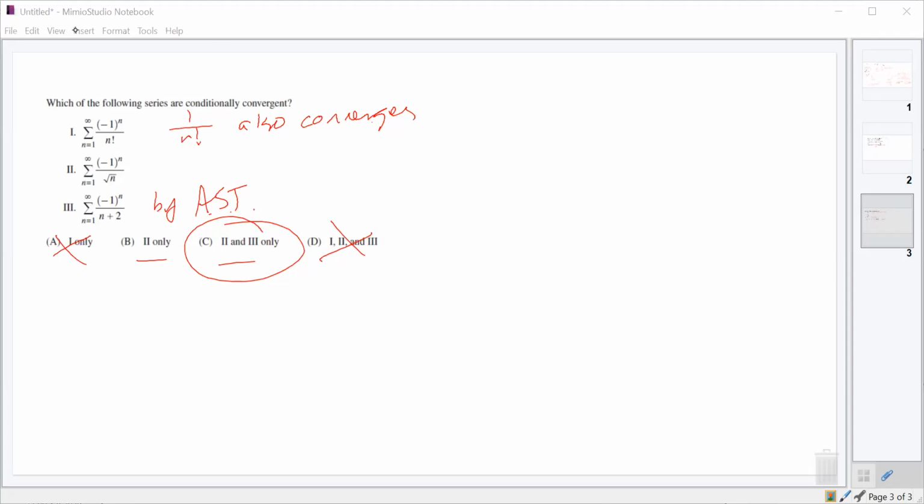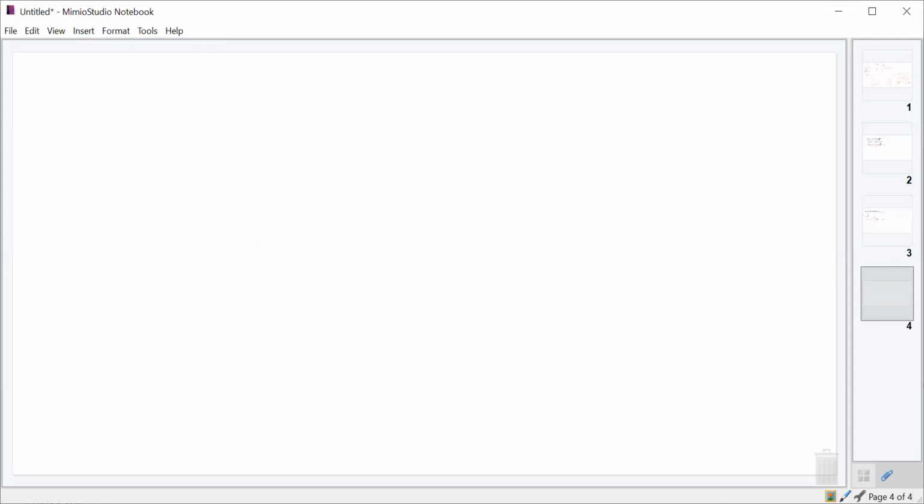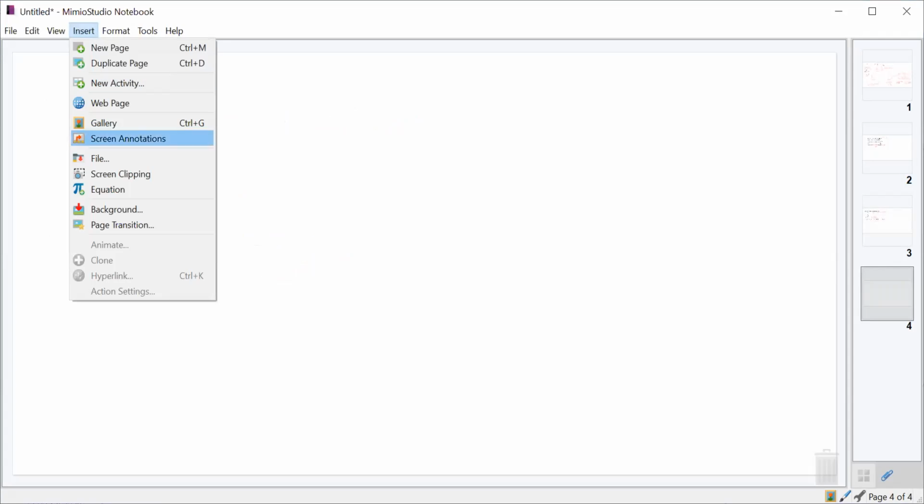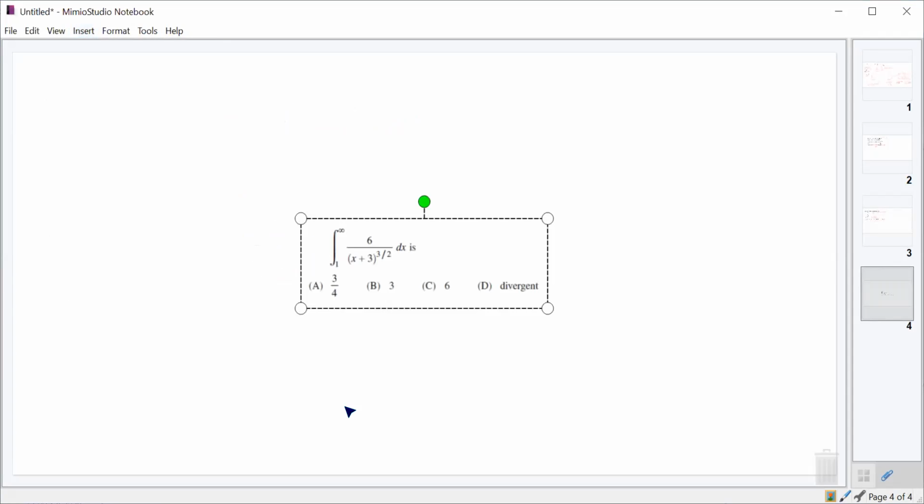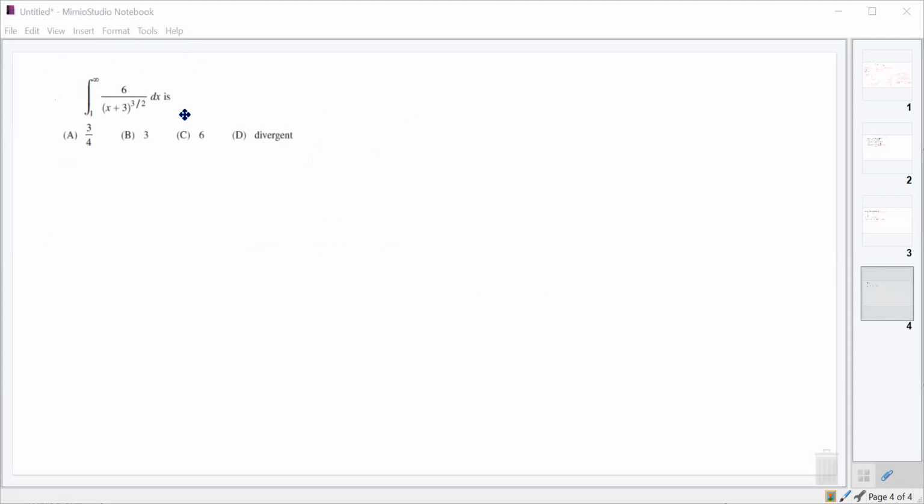Number 15. All right, number 15 here. We got an integral from 1 to infinity of this, so we'll rewrite this as a limit as a approaches infinity of an integral from 1 to a of 6 times (x plus 3) to the -3/2 dx.